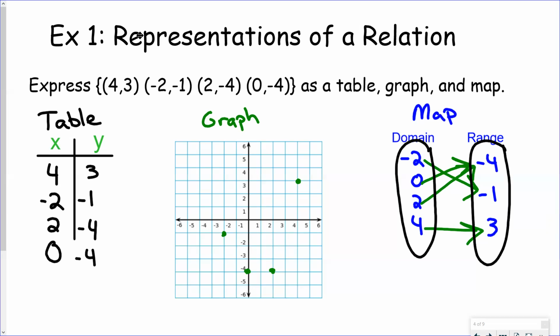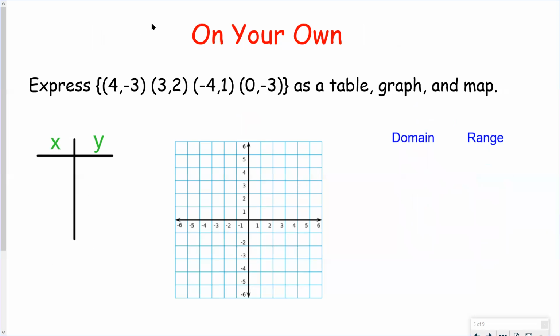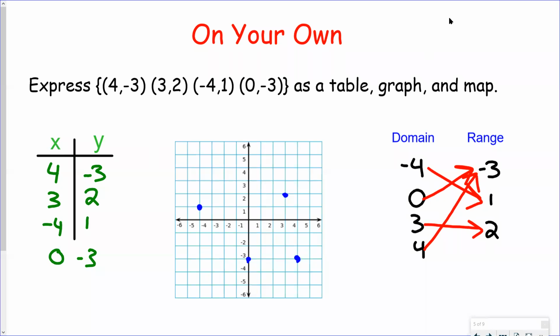All right. So now that we did one together, I bet you can guess, we're going to do one on our own. On your own, hopefully you got this as your table. You have your X-Y table. Remember, we match our X value with our Y value. This one we list every single one out, even if they repeat. Our graph, hopefully you graphed your points like so. You should have 4 points here, almost in a zigzag pattern.